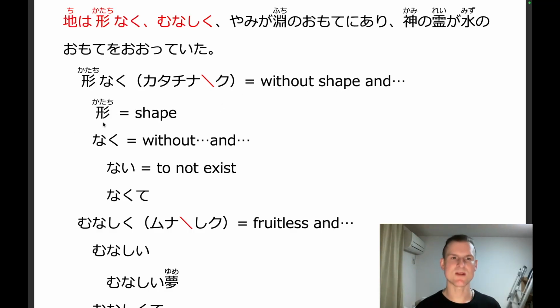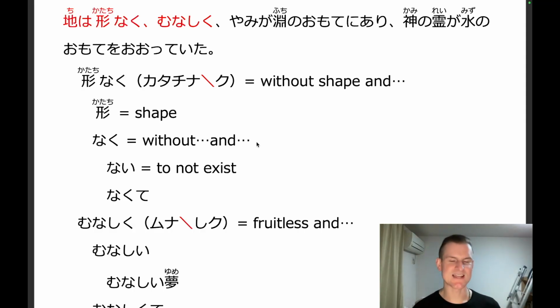Okay, so let's break that down. We have katachi, which means shape. So a circle, a square, a triangle, those are all katachi. And then we have naku. This is the conjunctive ku form that we just looked at of I adjectives. And this is where we get the "and" meaning.